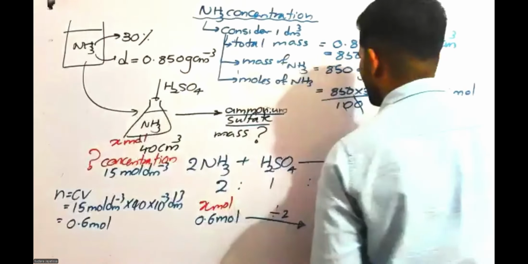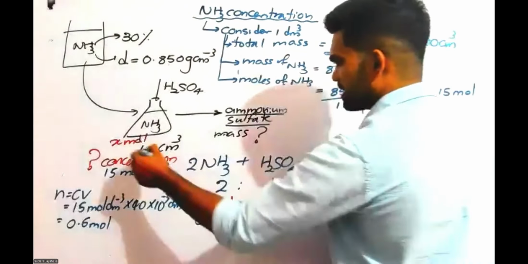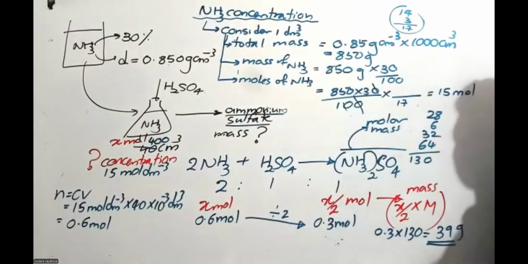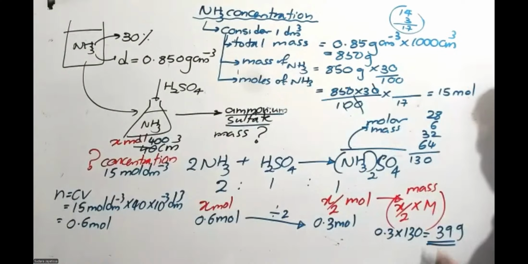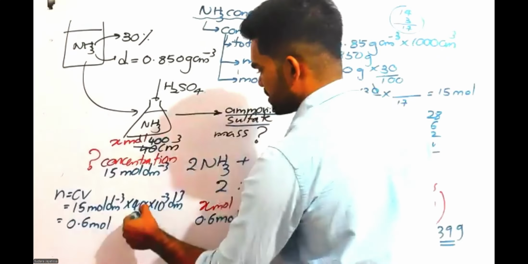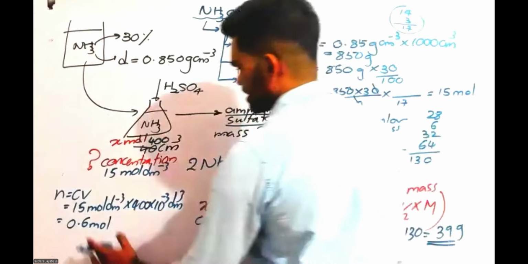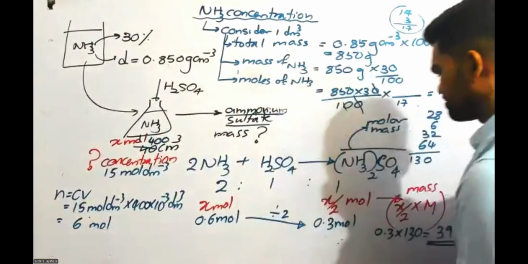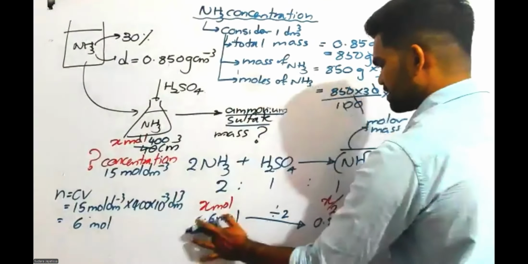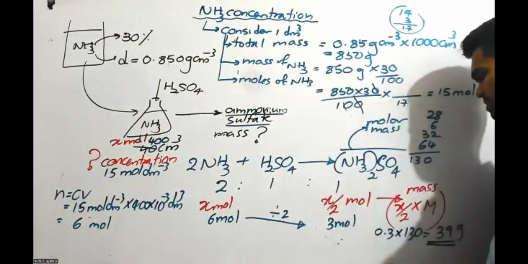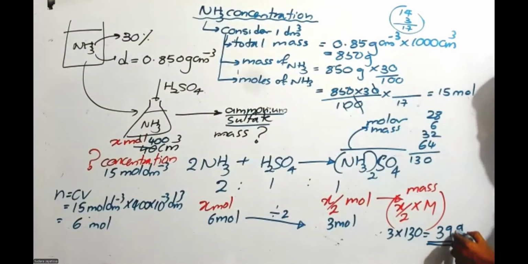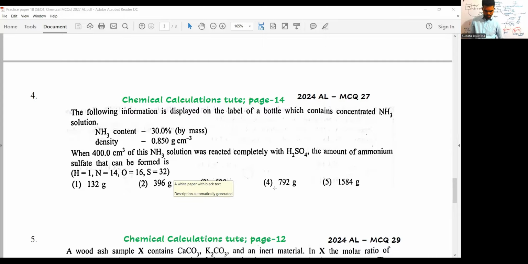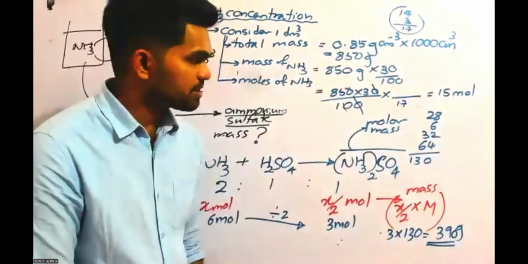So let's make that correct. It is 400 centimeter cube. So where did I miss then? 15 I got, then I need to multiply by 400, no? So then it will be 6 moles. So there are 6 moles, you will have 3 moles of this one. So it should be 390. Is that answer there? Maybe I missed something with the molar mass.